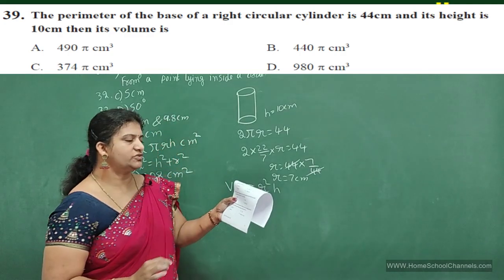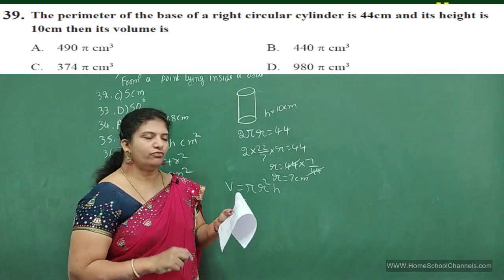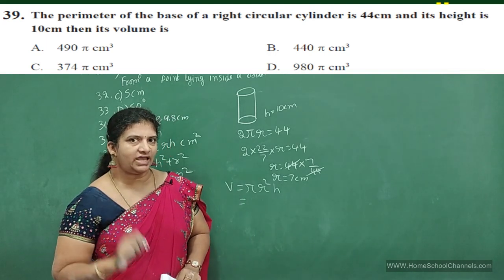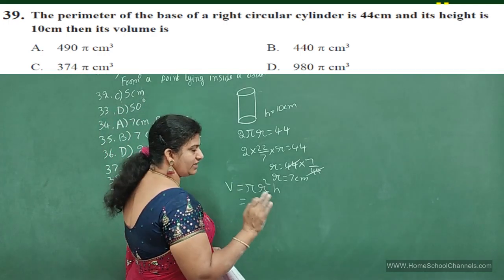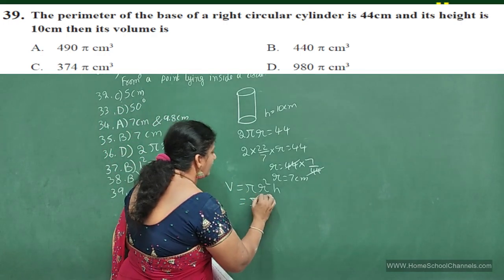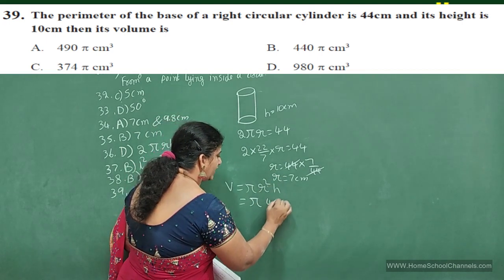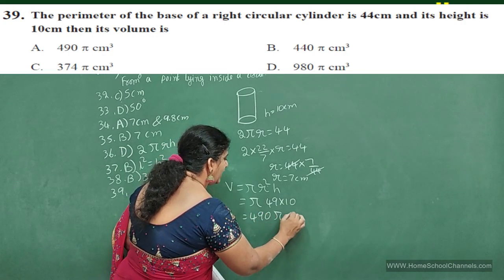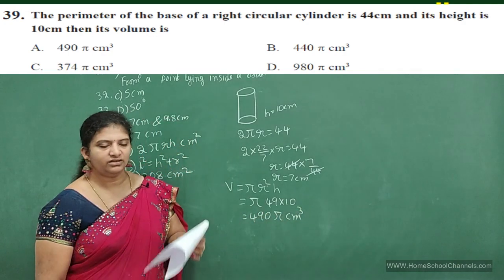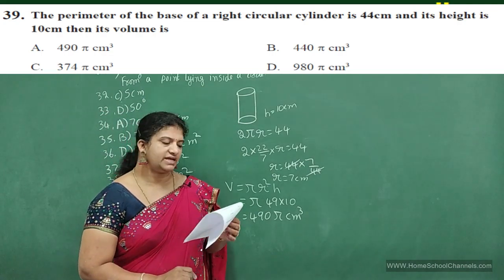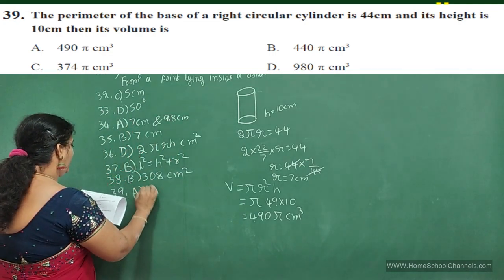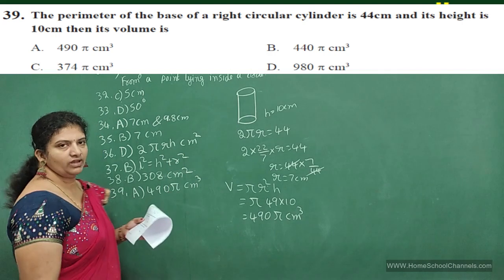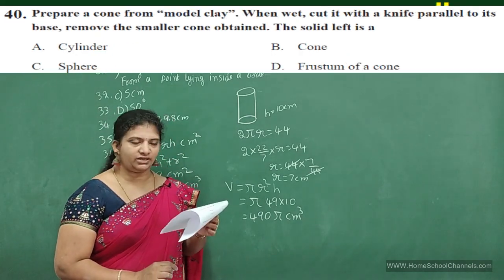Pi. Observe in your options. Your options are in the form of pi: 490 pi, 440 pi, 374 pi, 980 pi. In the form of pi, your answers are there. So don't substitute anything for pi. Pi as it is, you take r value is 7. 7 sevens are 49 into 10. That will be 490 pi cubic centimeters. Check the option here. 490 pi centimeter cube. That is your option A.